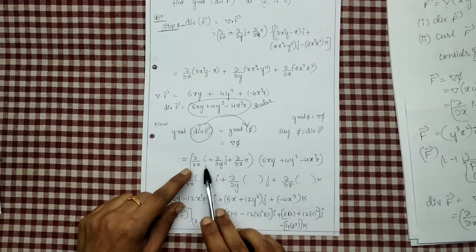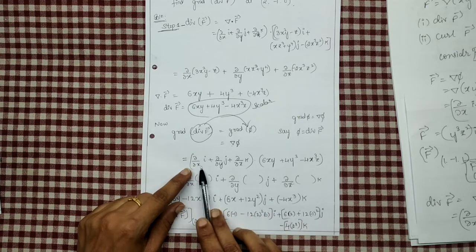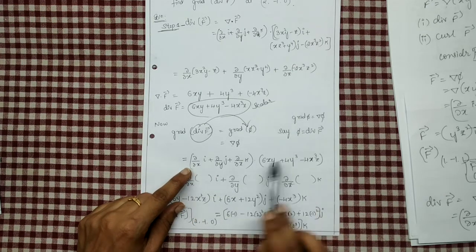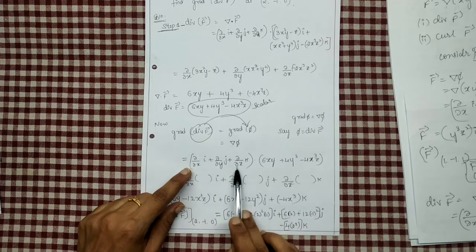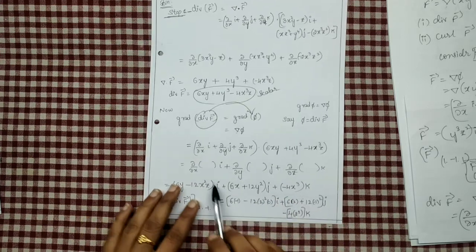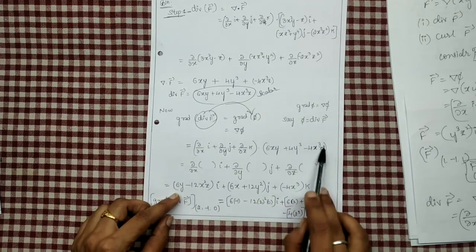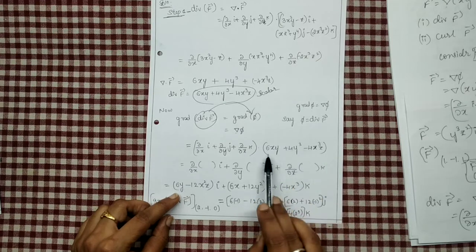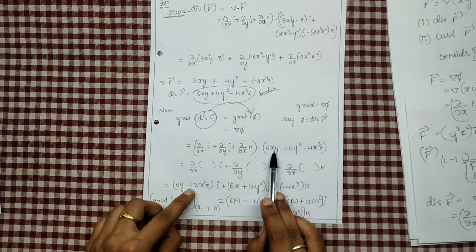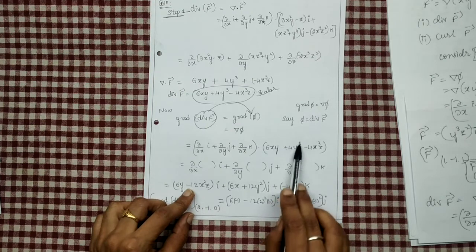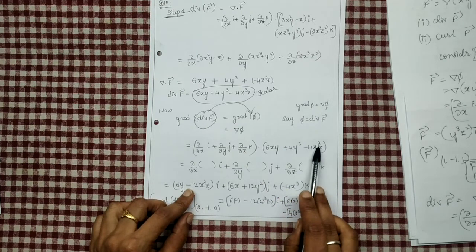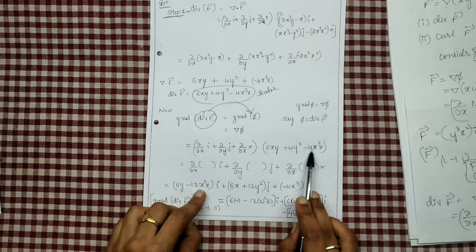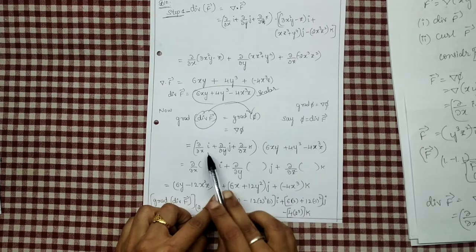Now let me apply this phi here. ∂/∂x of this function, ∂/∂y of this function, ∂/∂z of this function. Now if I partially differentiate this with respect to x, differentiation is 1. 6y minus, here x is not there, 0. x cube differentiation is 3x square. 3 4s are 12x square z i cap.